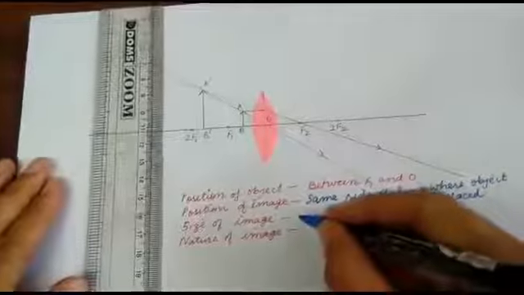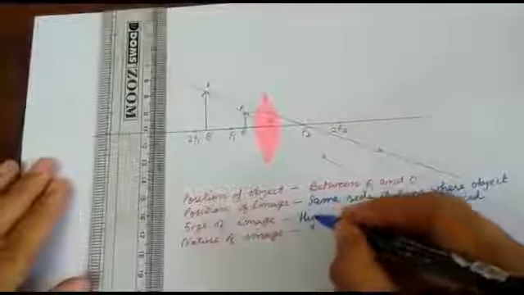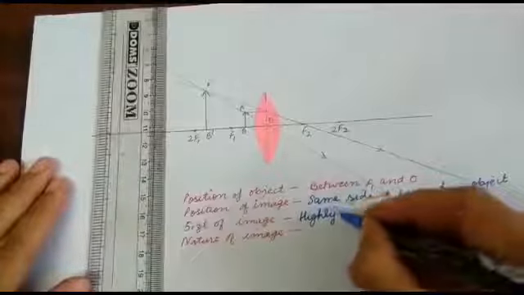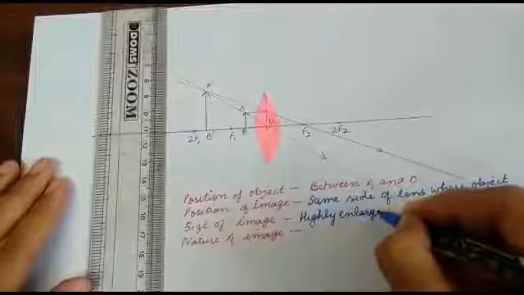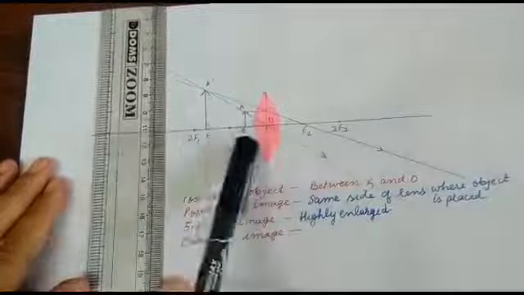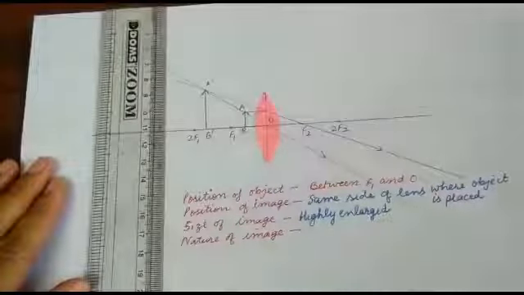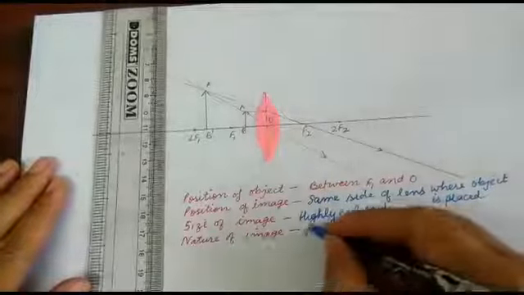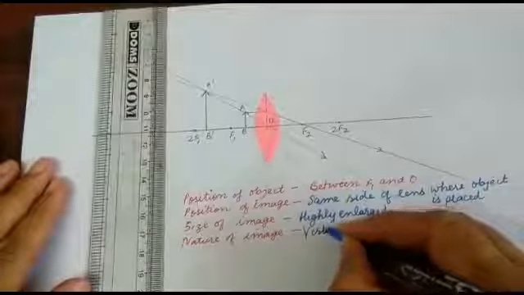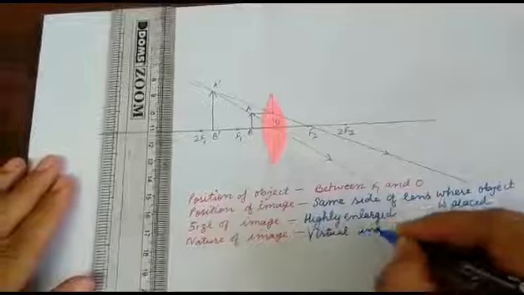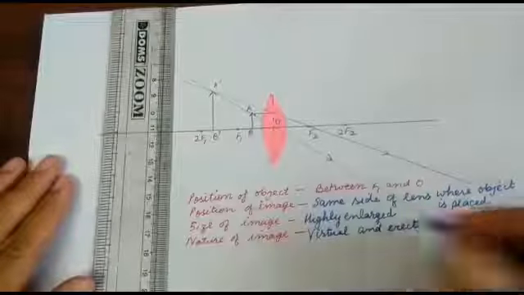Size of the image will be highly enlarged, as is visible from the ray diagram, that this is the object and this is the image. So the image is really very big. Nature of the image is virtual and erect.